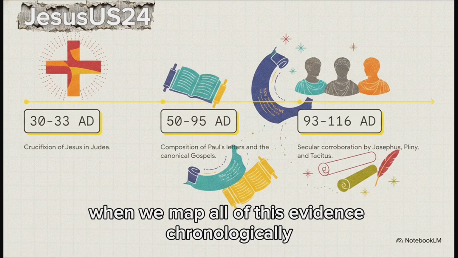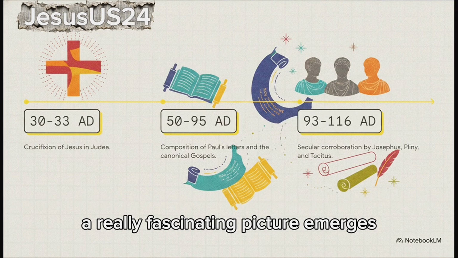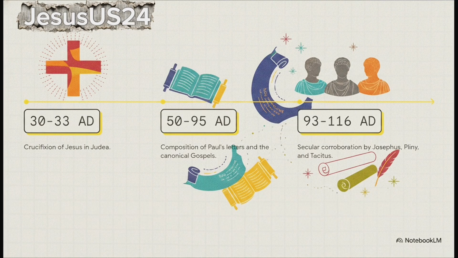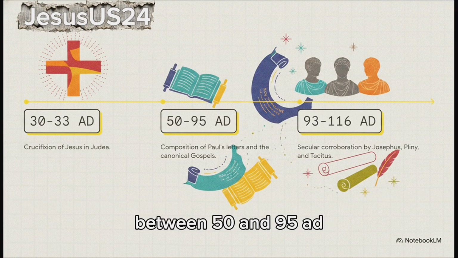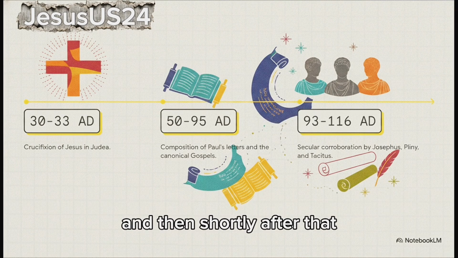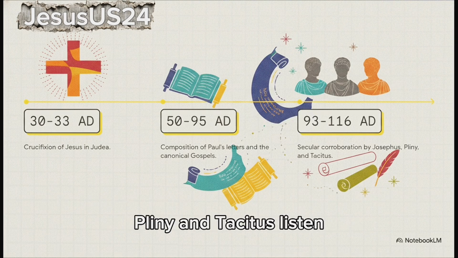When we map all of this evidence chronologically, a really fascinating picture emerges. You've got the crucifixion around 30 to 33 AD. Within just a few decades, between 50 and 95 AD, the canonical Gospels and Paul's letters are composed. And then shortly after that, we get the writings of Josephus, Pliny, and Tacitus.